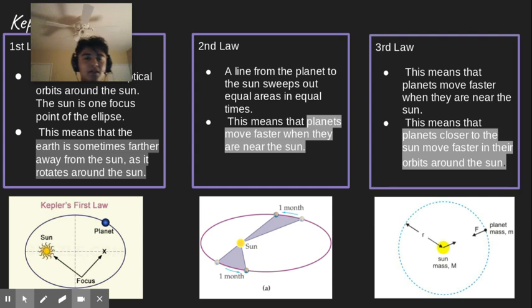And in the second law, this basically means planets move faster when they are near the sun. A line from the planet to the sun sweeps out equal areas in equal times. And in the third law, planets closer to the sun move faster in their orbits around the sun. And this basically means that the planets move faster when they are near the sun, as you can see in the picture below.